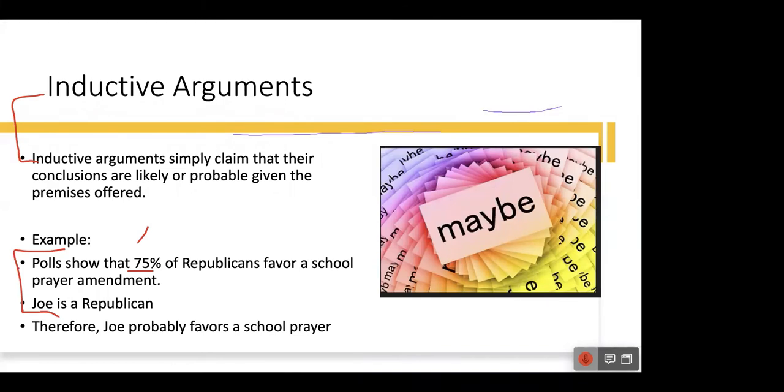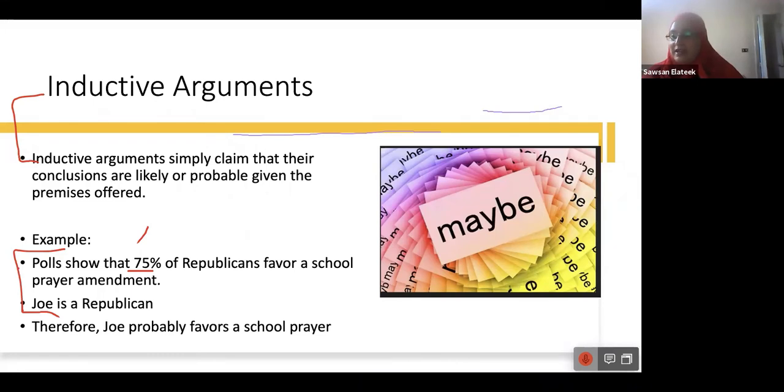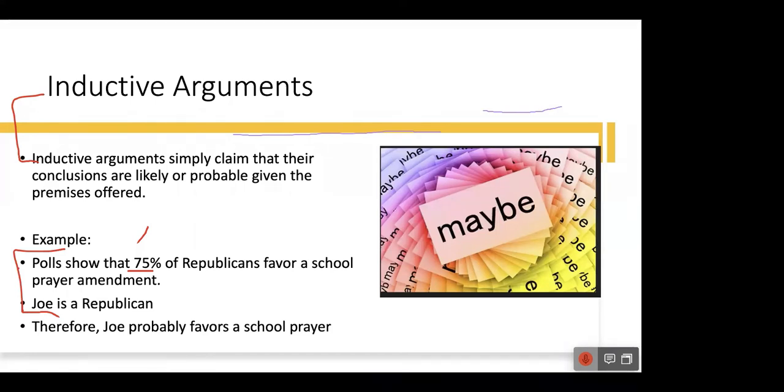Okay. So you're saying if it's 75%, it's inductive and it's a strong argument, right? Inductive. Yes. Because now, if this was 25%, then it would be a weak argument that Joe favors a school prayer.